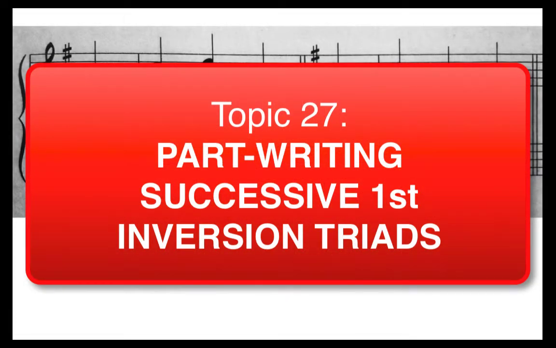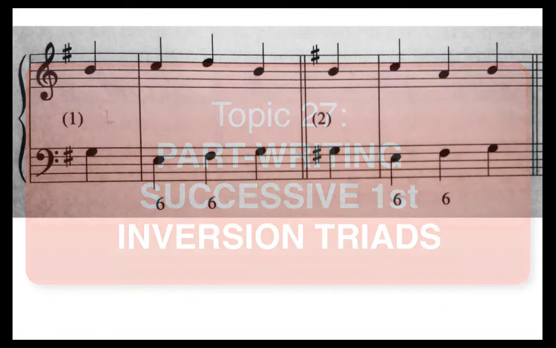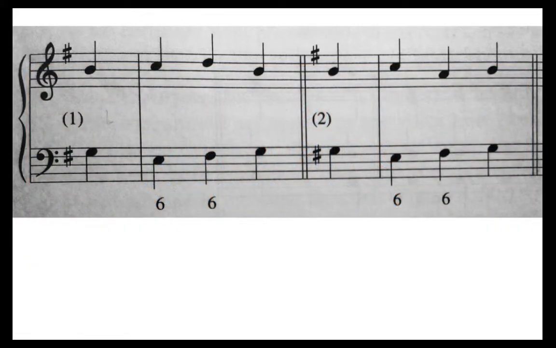In this video, we're going to be working through assignment 9.4, number 1 and 2. The object here is to write examples where you have successive or adjacent first inversion chords. Like here we have two chords with 6. We know that's a first inversion chord. And here's another example with two chords in a row that are labeled 6.